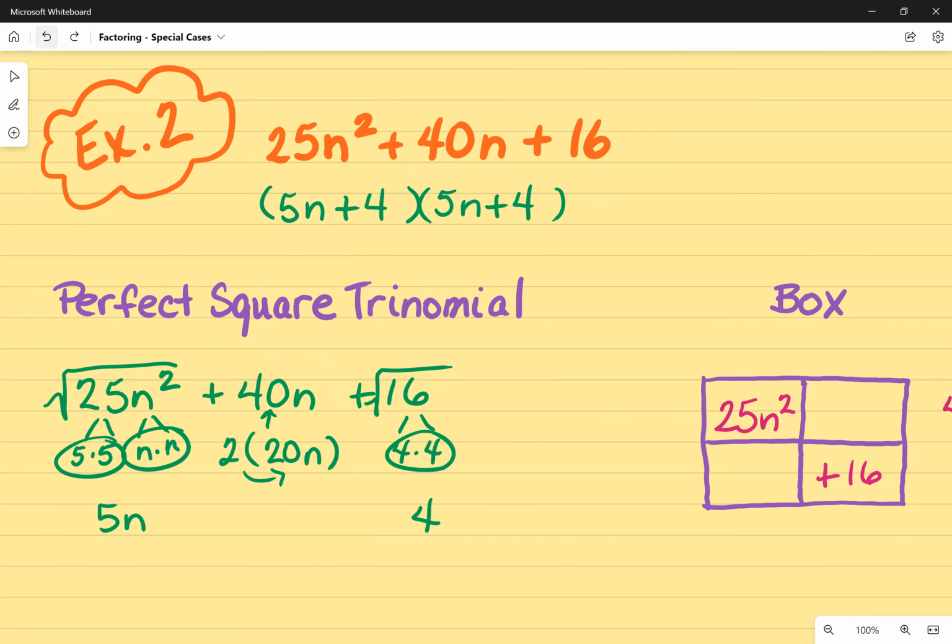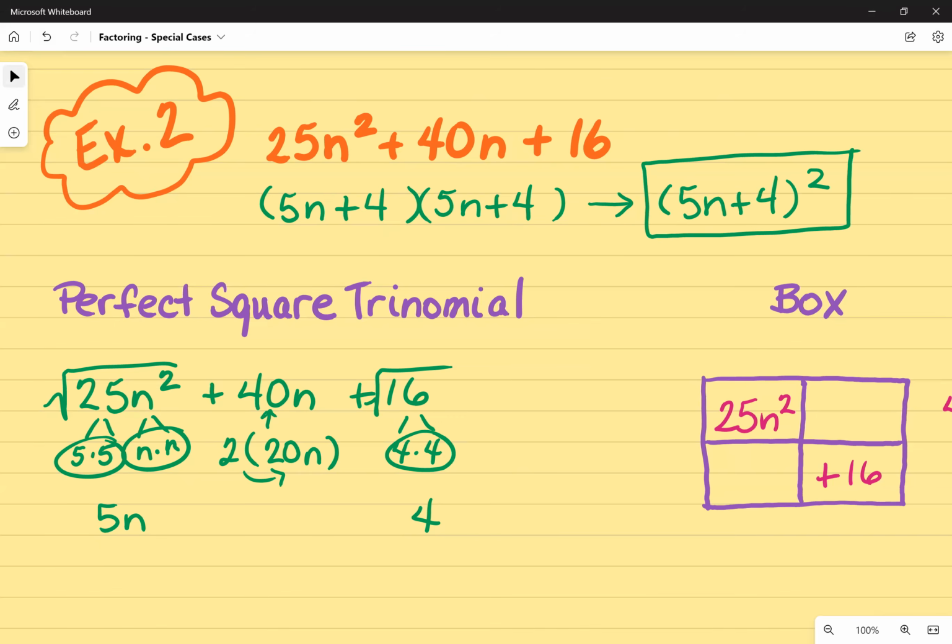Now, another way that you will see this answer written, because they have the exact same signs, and this is why I said pay attention to example 1 versus this one, because in example 1, one was positive and one was negative. But in this case, they're both the same sign. So you can write it in the form that's called binomial squared, where you take one of the binomials and then you just square it. It means the same thing.